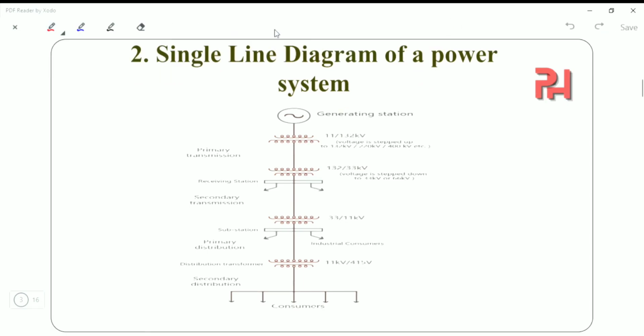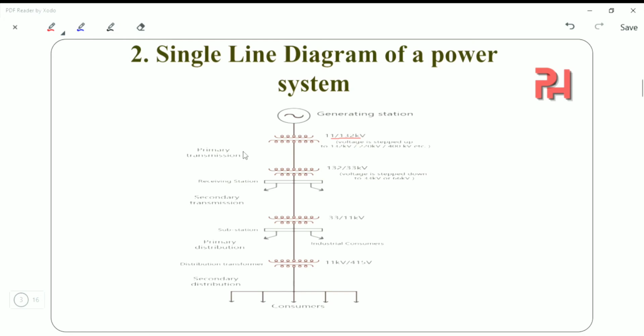First comes the generating station. There our electrical energy is generated. The basic generation voltage in a generating station will be about 11 kilovolt. Now this 11 kilovolt will be stepped up to 132 kilovolt over here, with the use of transformers. This will form the primary transmission system.